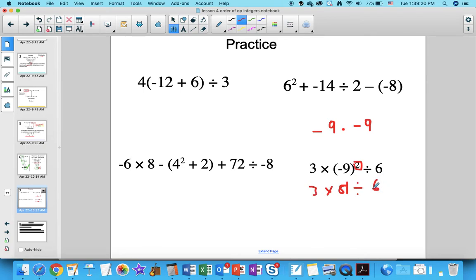So now I just go 81 times 3, right? Which is 243. And divide by 6. Right? Should be around 40 and a half. Right? So that's how you would solve these types of questions.